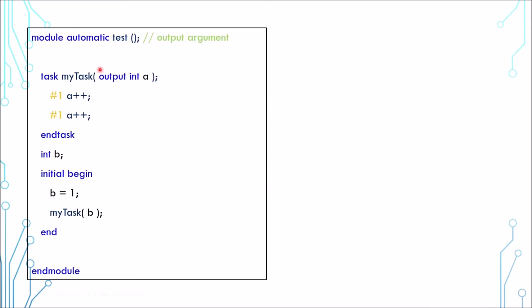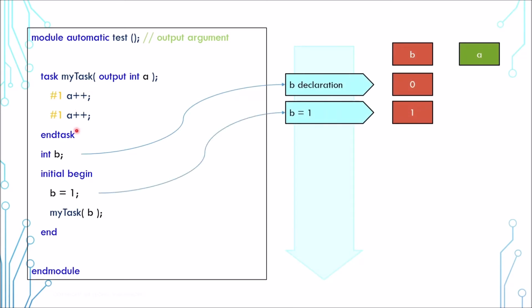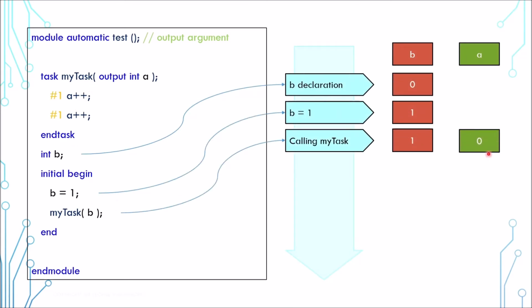Now let's take a look at the output argument. This is the same code as before. The only difference is that the argument direction is output. The flow behavior is the same until the task is called. Similarly, argument A is created and its default value is 0. But because it is an output argument, it ignores the value from B and retains its default 0.